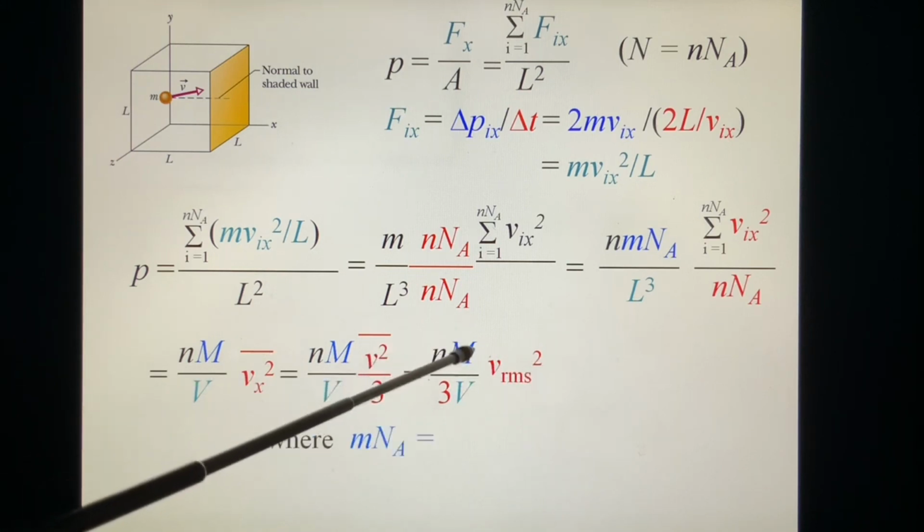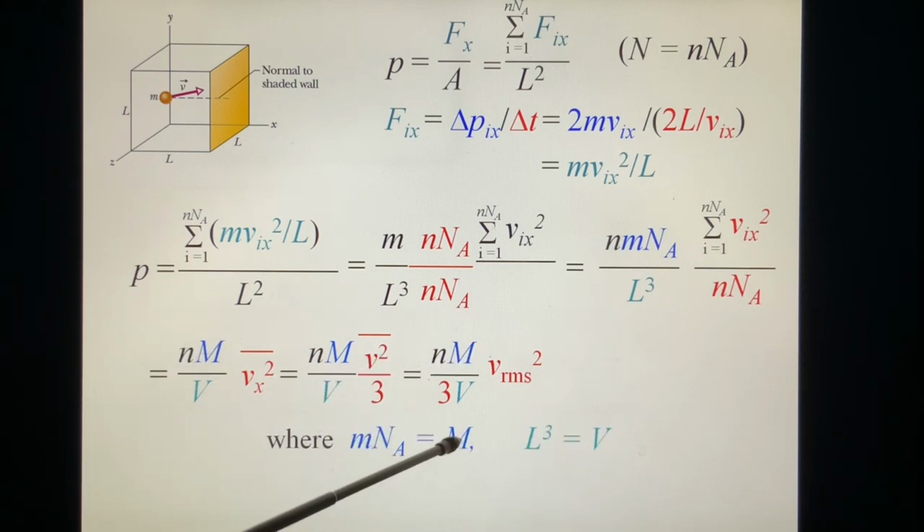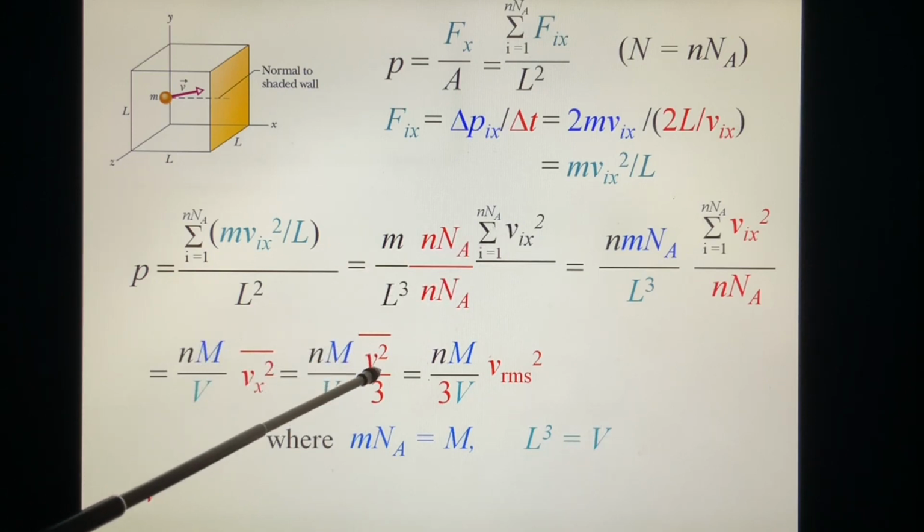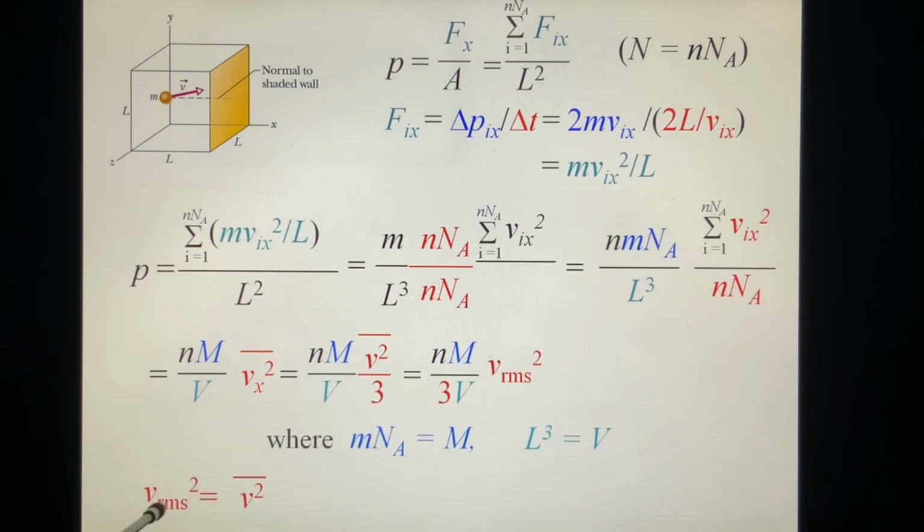And m over N is the molar mass, and V is the volume. And we define V root mean square squared equal to 3. What do we do? Now, let me take the square root on both sides. Root mean square. So this velocity is root mean square. You take the square root, you take it out. So this is V root mean square. See the definition? Remember that, okay?